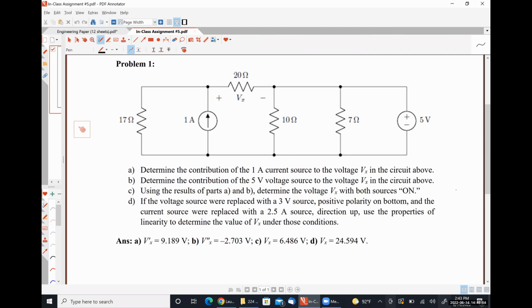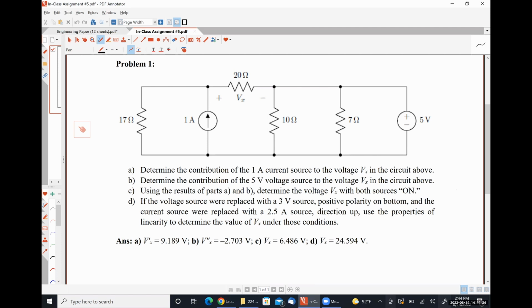Part A asks you to determine the contribution of the 1 amp current source to the voltage Vx. What I mean by that statement is leave the 1 amp source on, turn the 5 volt source off, and tell me what Vx prime is. For part B, I ask you to determine the contribution of the 5 volt voltage source to the voltage Vx, meaning you leave the 5 volt source on and turn the 1 amp source off. This is exactly how I am going to phrase the questions on your exam that require you to use superposition. Okay.